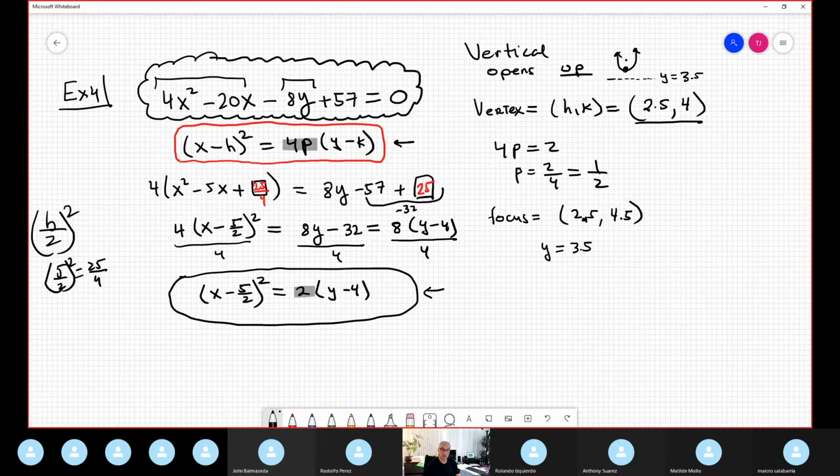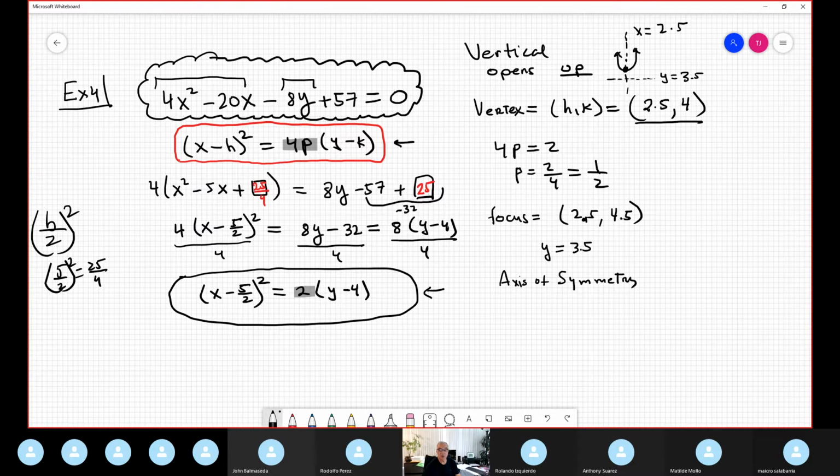And the axis of symmetry is this line. It is x equals something, x equals h, and h in our example is 2.5. Yeah, 2.5.